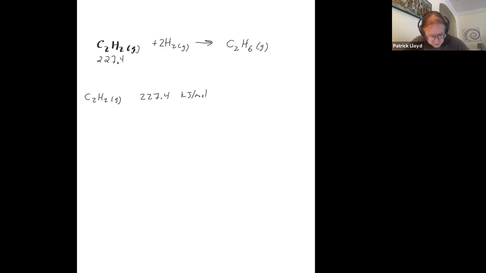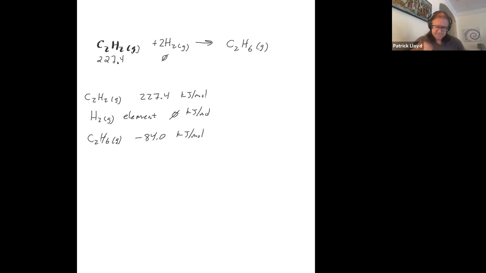Now, H2 is 0 because if you have an element, if it's just an element under its standard condition, it's going to be 0. So this will be 0. So any problem you see where you have just elements, just call them 0. Okay. And then you look up the C2H6. And this one is minus 84.0. Let me write that a little better.